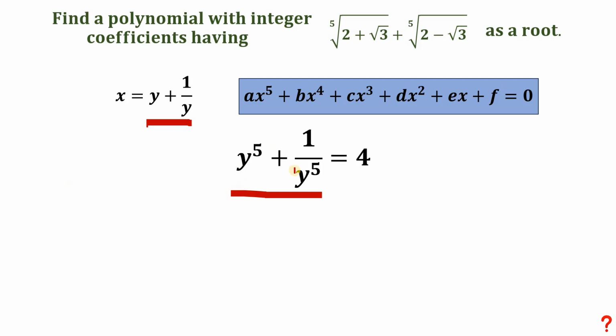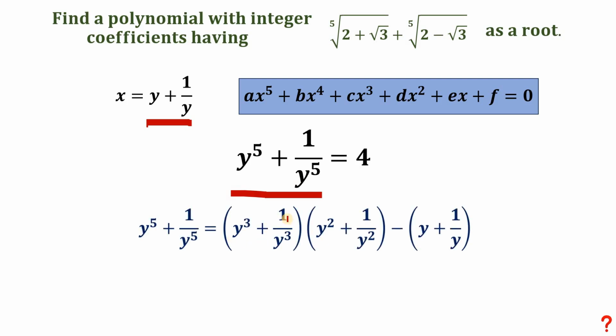Alright, so to do that, y raised to the fifth power plus 1 over y raised to the fifth power is equivalent to y cubed plus 1 over y cubed multiplied by y squared plus 1 over y squared minus y plus 1 over y. Why do we have this one? Because 3 plus 2 is just 5. Now, let's verify this result.